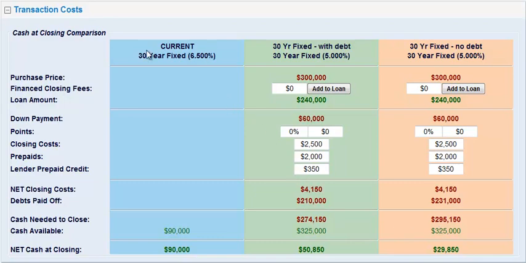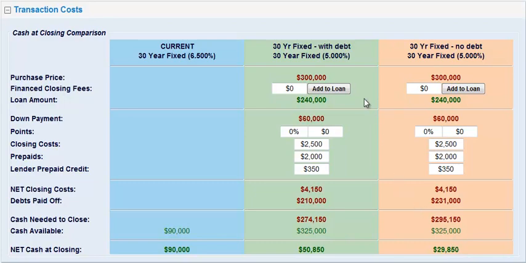So in a purchase scenario, my current scenario, this client had $90,000 available to buy the house. If they don't buy the house, their current scenario is they still have $90,000. In these two scenarios, they're buying a new house and they're selling an old house. So the software is adding the proceeds from the sale of their house plus the $90,000 they have available and showing that they have $325,000 available.